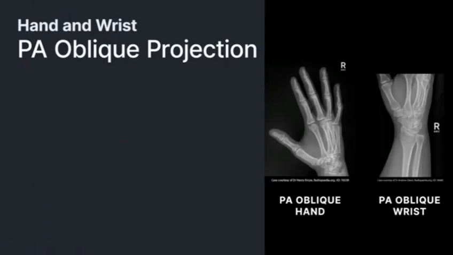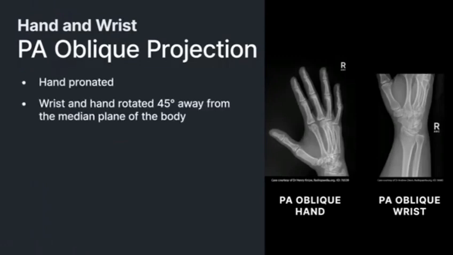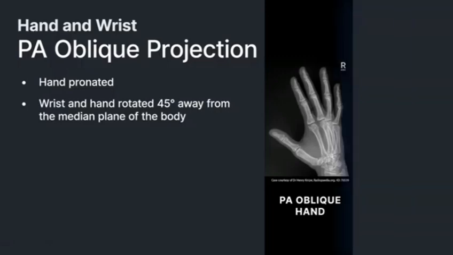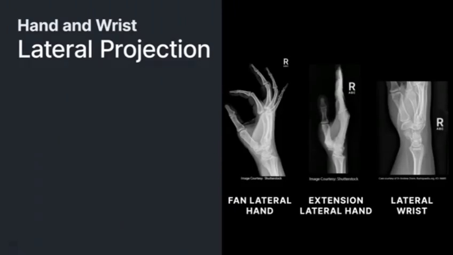The PA oblique projections of the hand and wrist are performed with the hand pronated and the wrist and hand rotated 45 degrees laterally or externally away from the median plane of the body. The lateral projection of the hand and wrist are routinely performed in a lateral medial position, with the beam entering the lateral portion and exiting the medial portion.